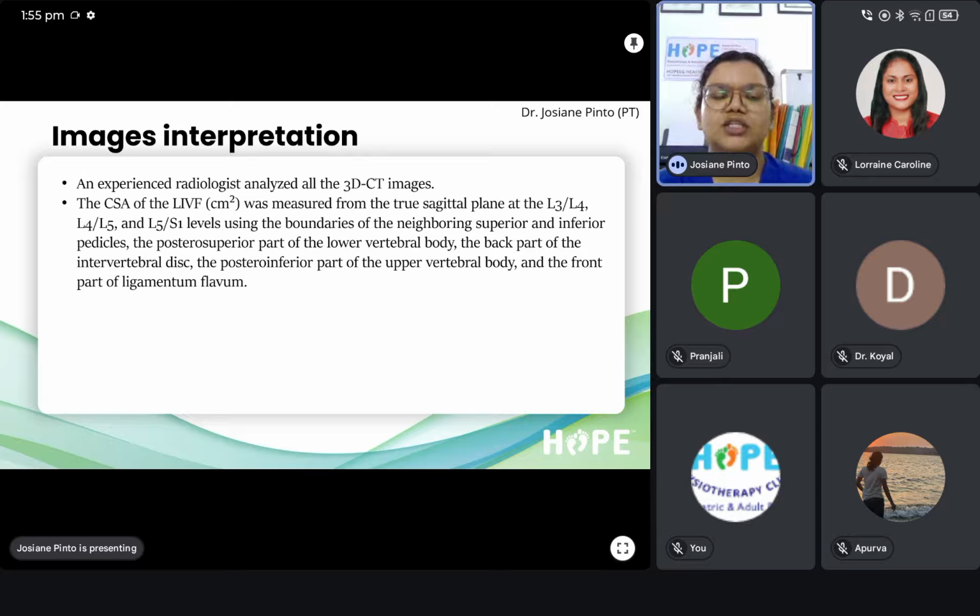Now the image interpretation. The cross-section area of the LIVF was measured from the true sagittal plane at the L3-L4, L4-L5 and L5-S1 levels using boundaries of the neighboring superior and inferior pedicles, the posterior superior part of the lower vertebral body, and the back part of the intervertebral disc, which we saw in the first image was like a sharp outline, whereas in image 2 and image 3 it was a little more subtle, rounded, with increased cross-section area.